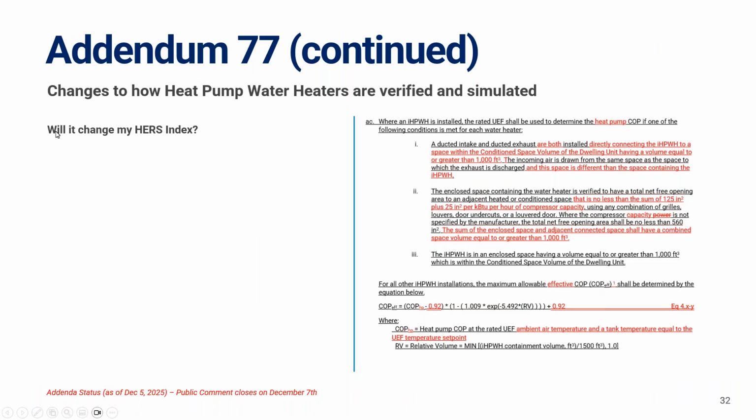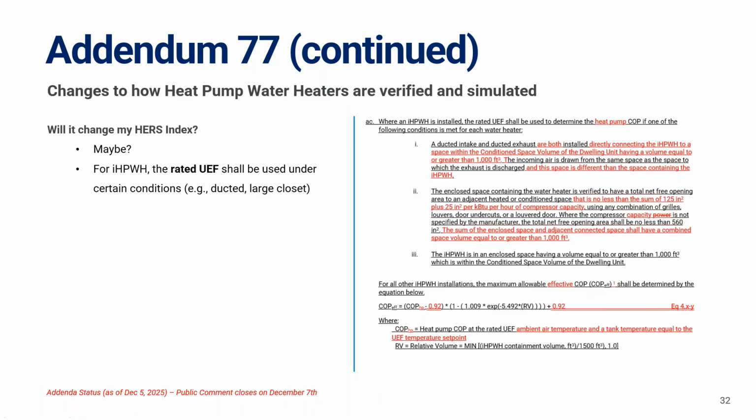So on the left-hand side, will it change your HERS index? And again, this is very unsatisfying, but the answer is constantly maybe right now, right? If you have an integrated heat pump water heater and you have the rated UEF from its cut sheet or from its HRI certificate, and it's 3 or 4, it's a really great UEF, that's great. Under certain conditions, it's going to achieve that rated UEF, and you're going to notice no impact on your HERS index, right? Let's say you already do that ducting practice that was on the screen before, right?